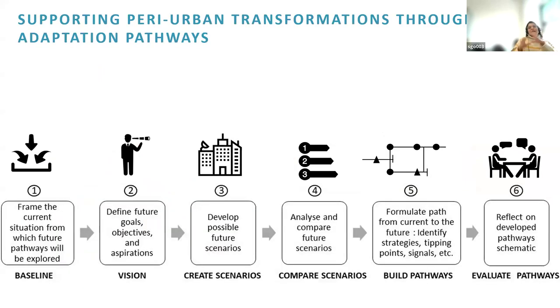So if we were going to support peri-urban transformations to adaptation pathways, we looked to the pathways literature and identified some common steps that can be found across most pathways building approaches. Obviously, first you start with the baseline situation, what's currently happening, then look into the future, what is the vision, the goals and objectives and aspirations. And here I should mention actually that our goal was to build more normative pathways in these contexts.